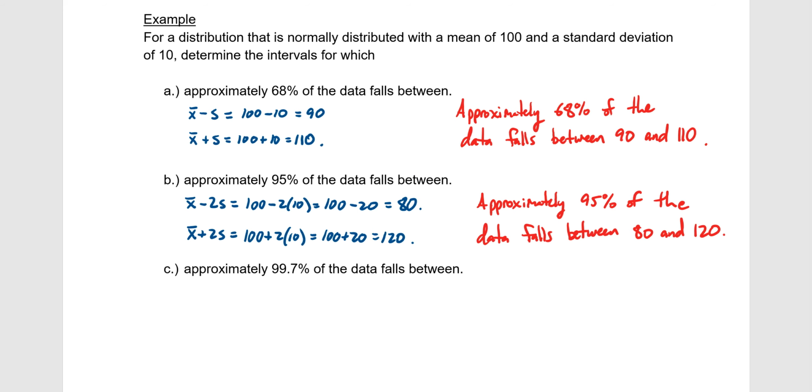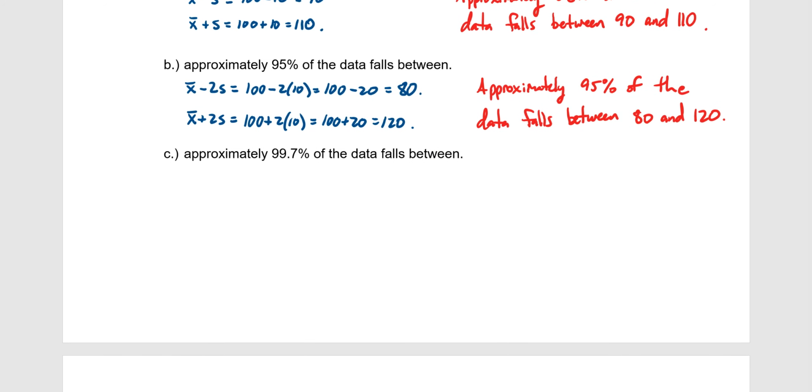And this means that about 95% of the data falls between 80 and 120. And let's take a look at the last one, 99.7%. So this is going to be 3 standard deviations away based on the empirical rule. So that's going to be the mean minus 3 standard deviations and the mean plus 3 standard deviations.